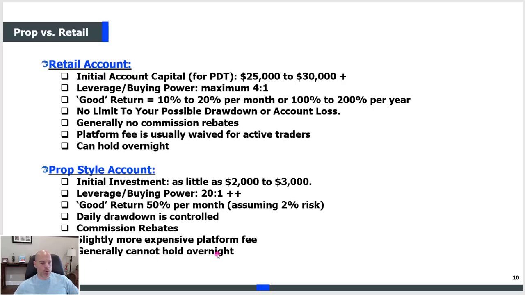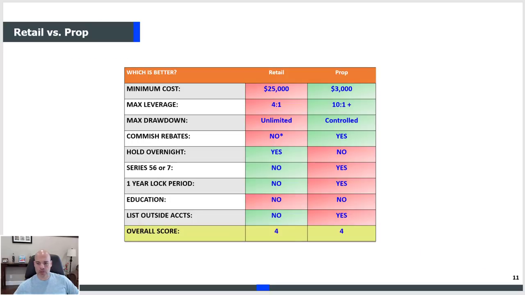And you cannot hold overnight. Why? Because of the 20-to-1 leverage, right? You cannot hold overnight. So here's the graph or the little chart that shows you the difference, guys. There's a couple more things I want to add to this. So minimum cost for a retail account, $25,000. For a prop account, usually $2,000 or $3,000. It might be a little less than three, okay? Maximum leverage, 4-to-1. Maximum leverage here is 10-to-1, 20-to-1, 30-to-1.